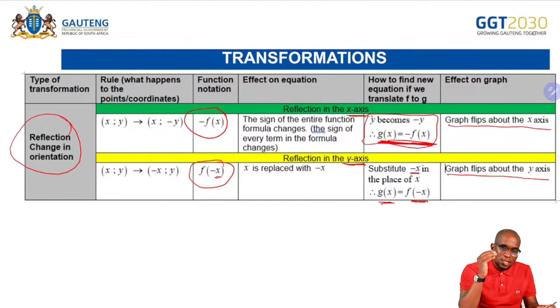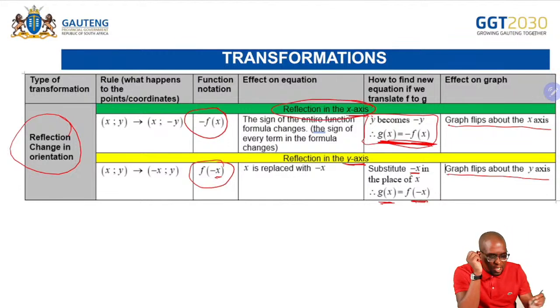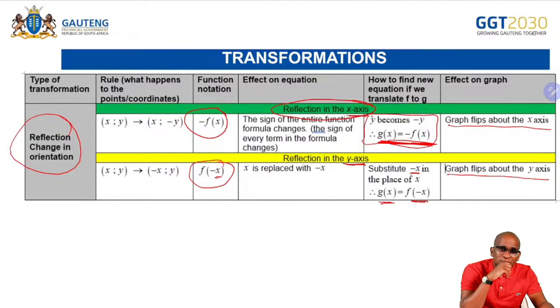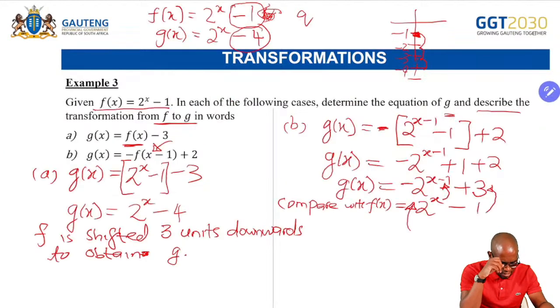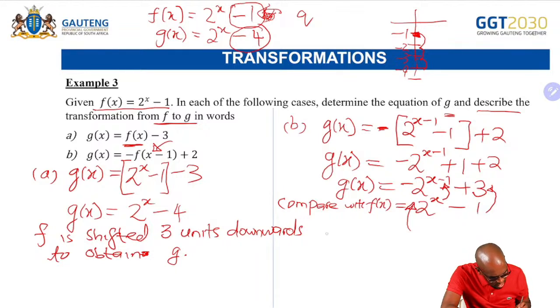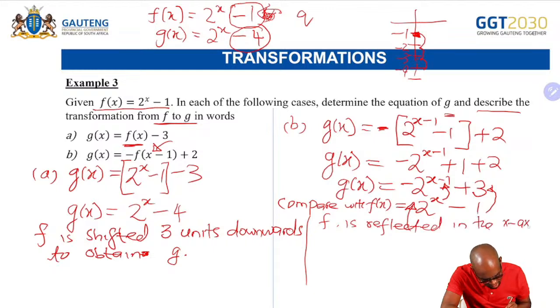It is what? The one that changes y to negative y. It's the reflection in the x-axis. So we're going to say f is reflected in the x-axis. That is number 1.